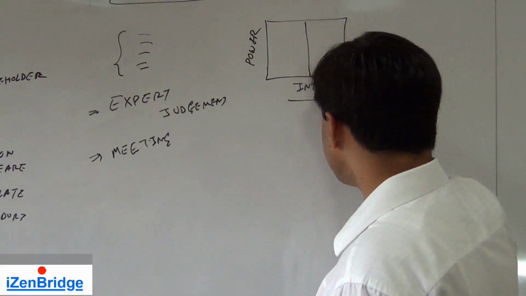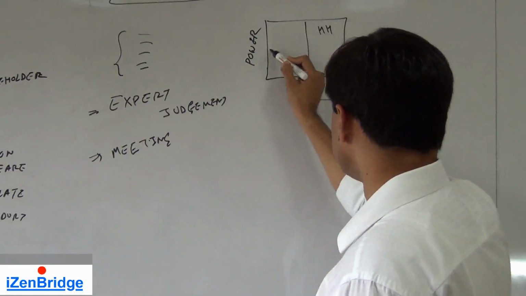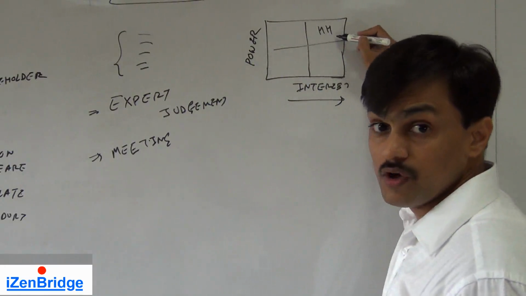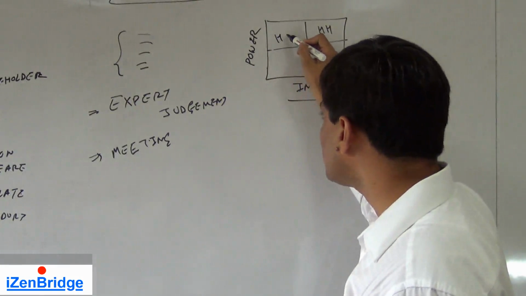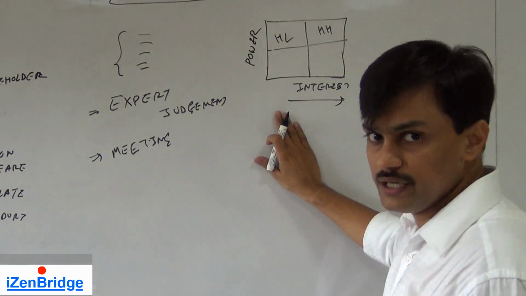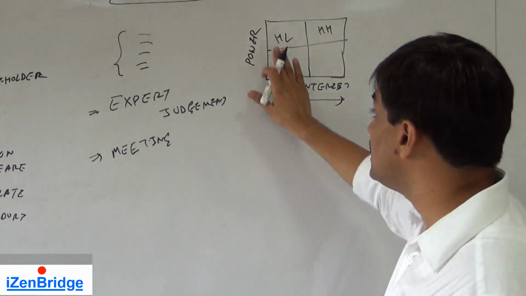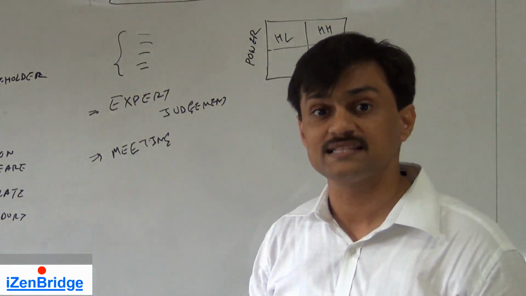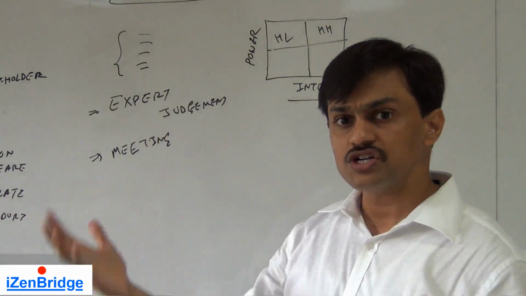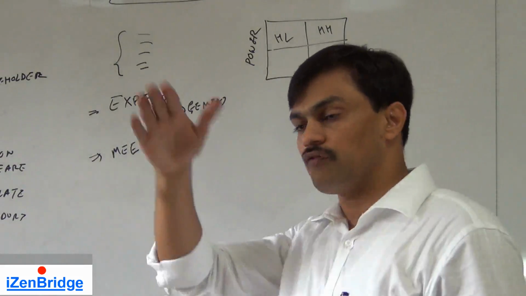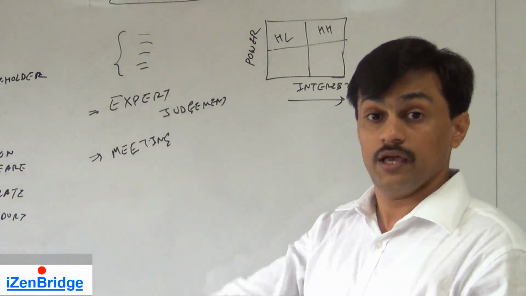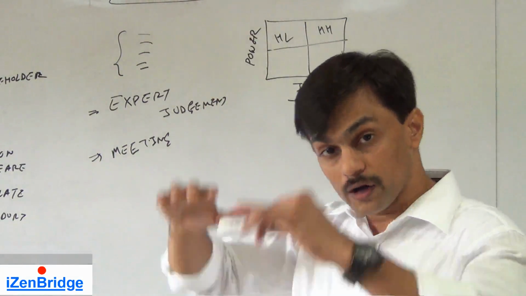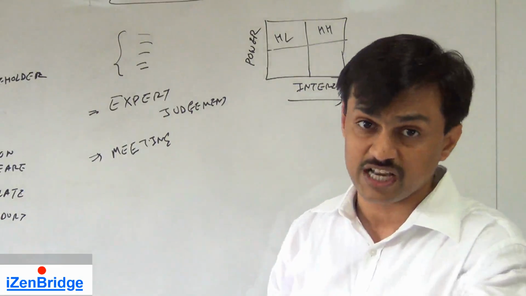So the people who are very powerful and very interested, you need to manage them very closely. The people who are powerful but less interested in your project, you need to keep them satisfied because they are powerful. Example, a functional head or a vertical head of a different group. Since he's a vertical head, if he raises the point at a portfolio level or at a senior management level, your project can get scrapped.